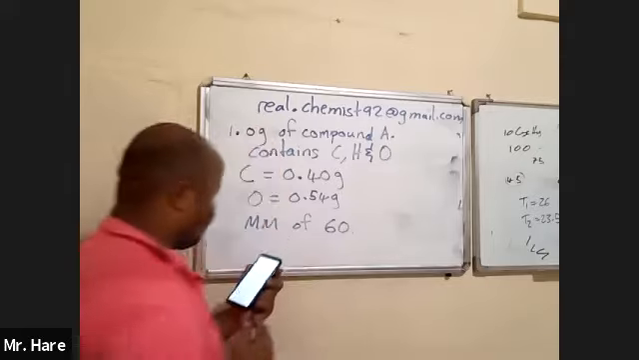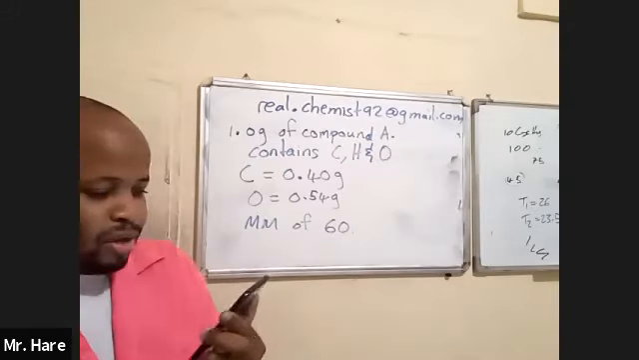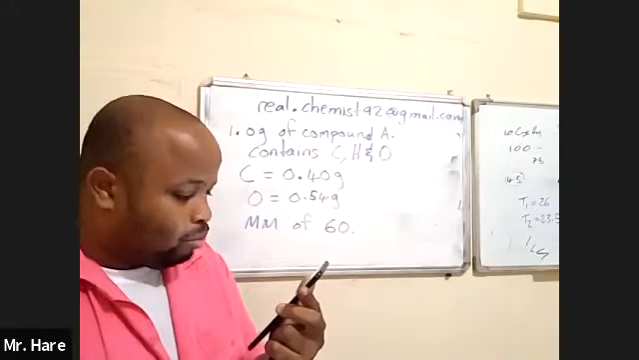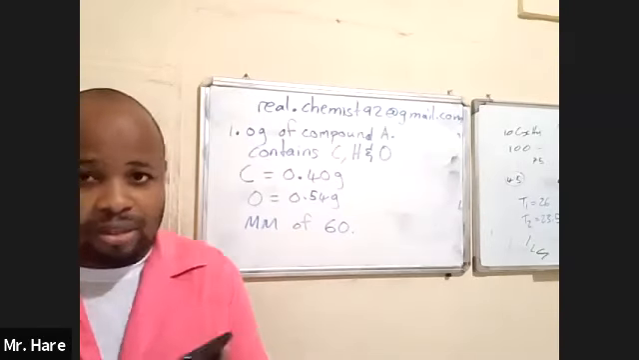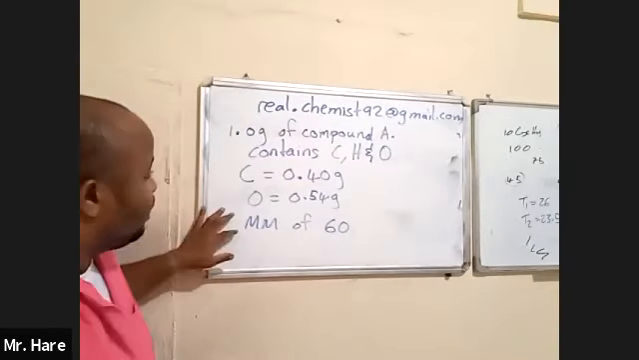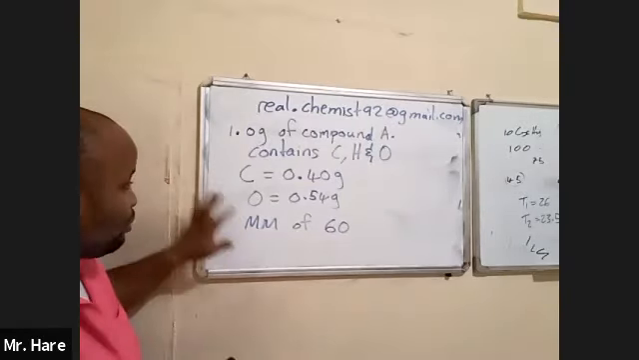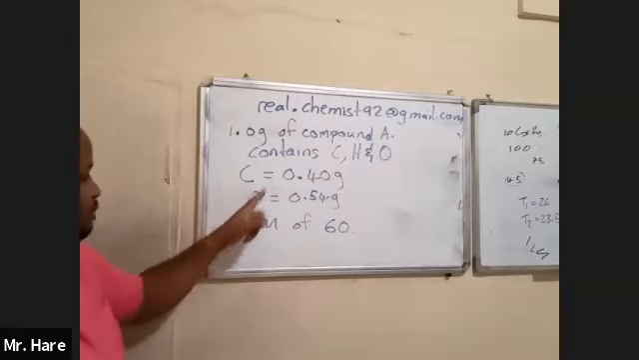All right. Before I work it, I'm going to give you 3 minutes, and see if you can figure out the empirical and molecular formula. Bear in mind that it contains carbon, hydrogen, and oxygen. 1 gram of the compound, and they gave you the mass for carbon and oxygen. I'm going to give you 3 minutes, and then work it.